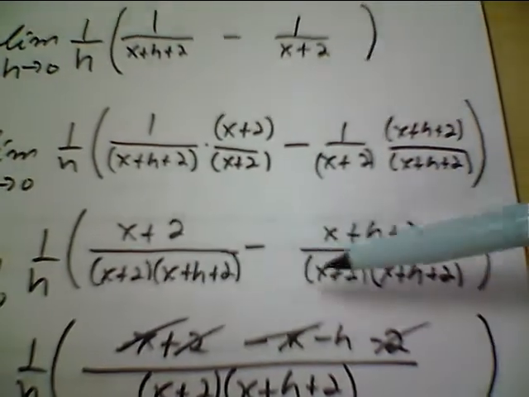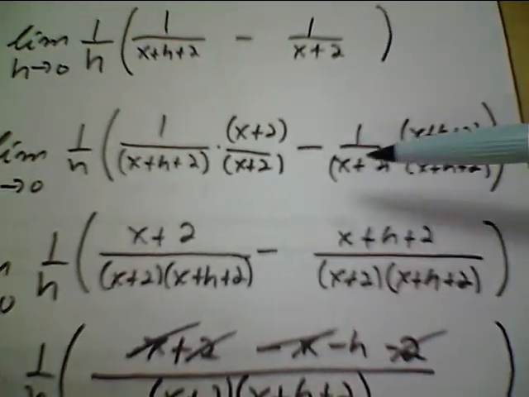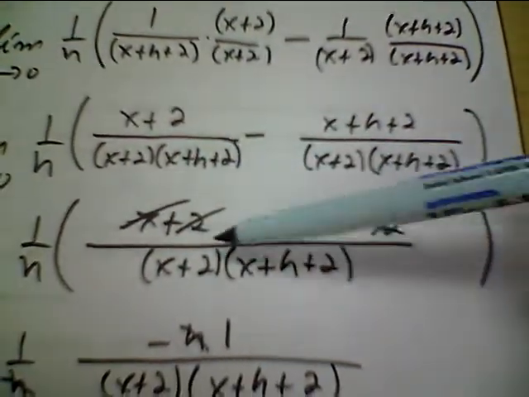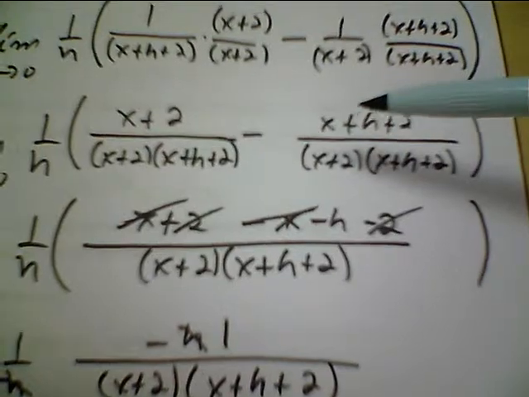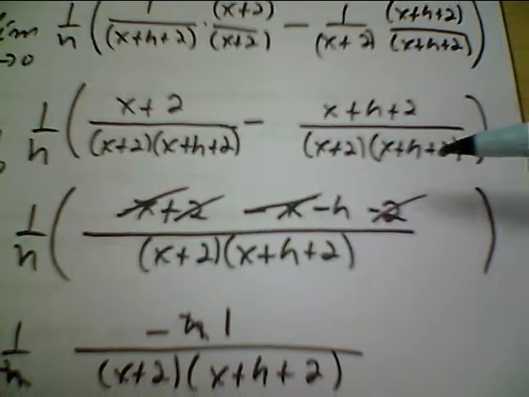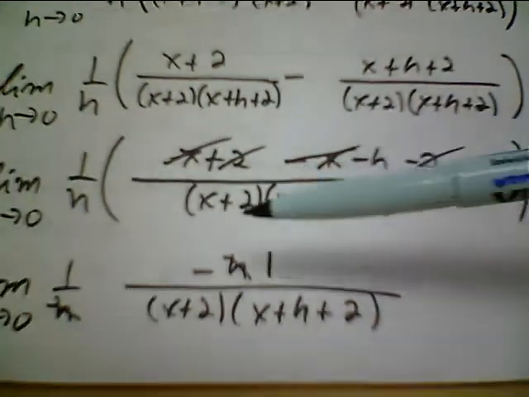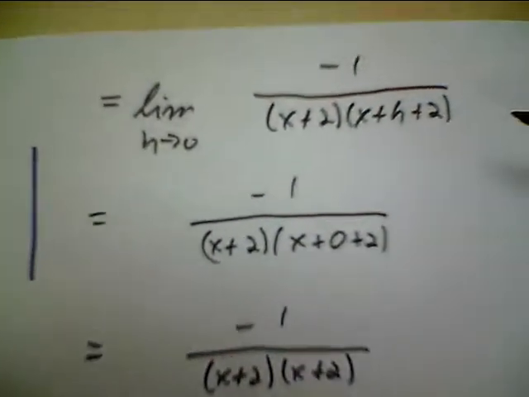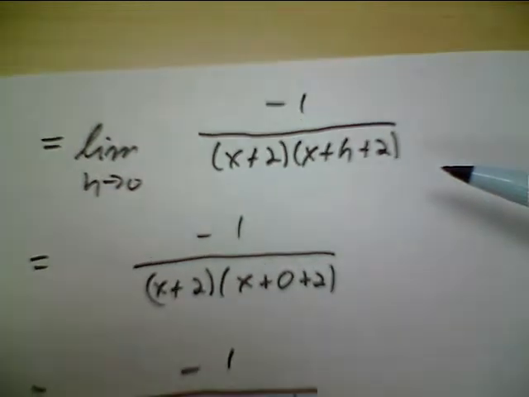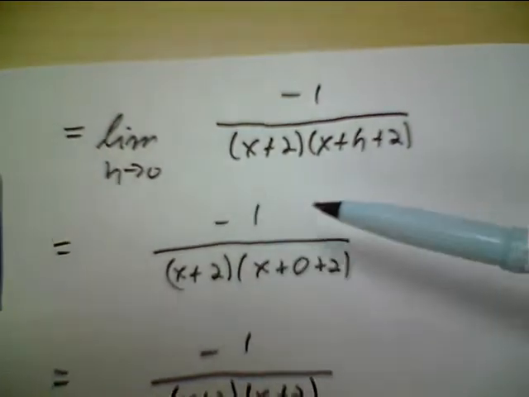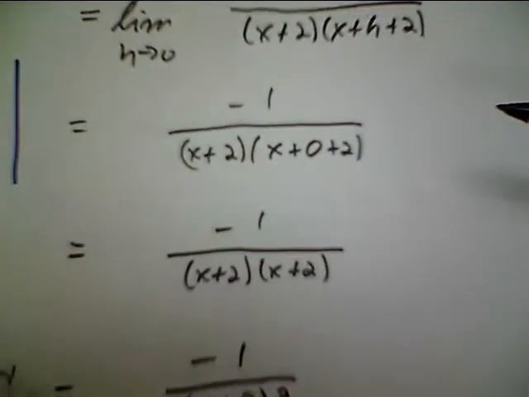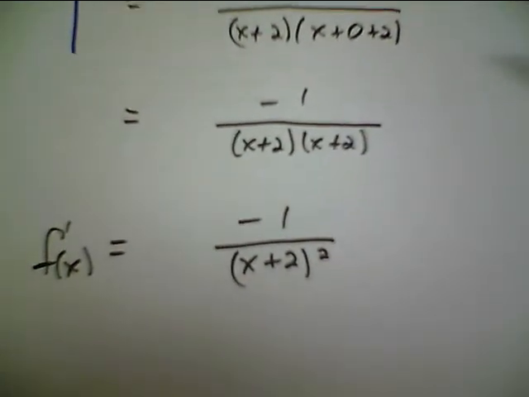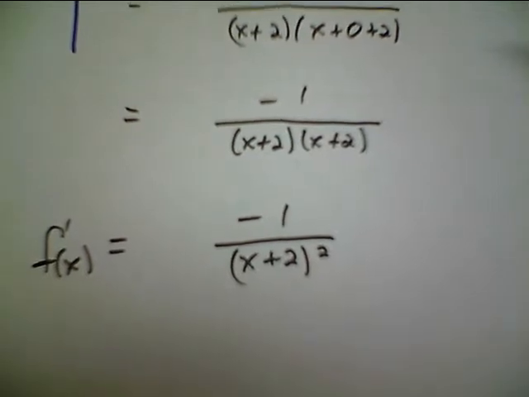Now that I have a common denominator, I just multiply 1 times that term, 1 times that term. Then I put them over the common denominator. I distribute the minus sign to all the terms, and I do my cancellation. h goes into h one time, leaving me with minus 1. So I'm left with minus 1 over the denominator. I let h go to 0. I have minus 1 over x plus 2 times x plus 2, and that's minus 1 over x plus 2 quantity squared. Okay, good luck.